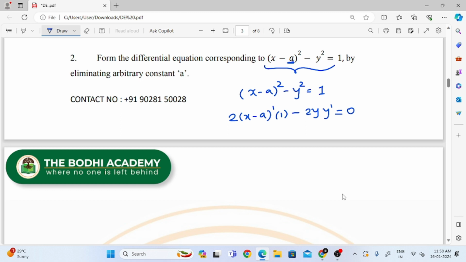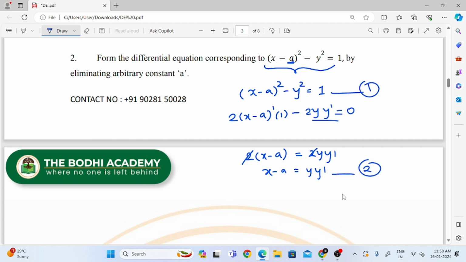From here, let's solve 2 into (x minus a). Let's take this term to that side, so it will become 2y y dash, and from both sides we can cancel out 2 and 2. So what is the value of x minus a? We can say the value of x minus a is nothing but y into y dash. Let's say this is equation number 1, this is equation number 2. So we can substitute the value of x minus a, that is y y dash, in equation number 1.